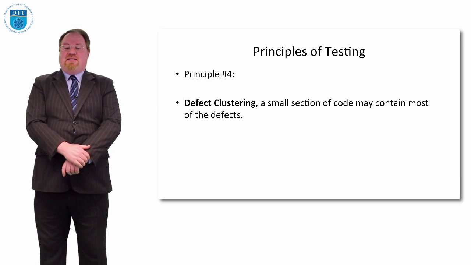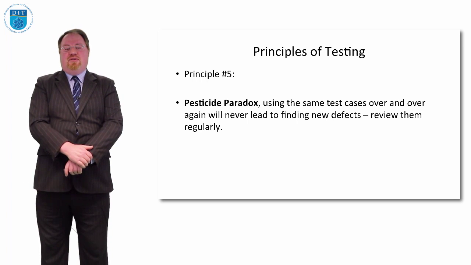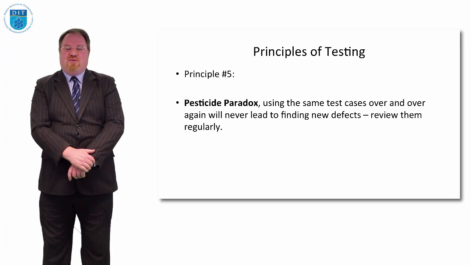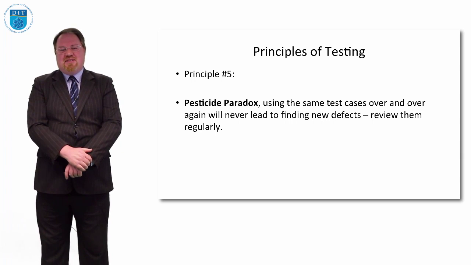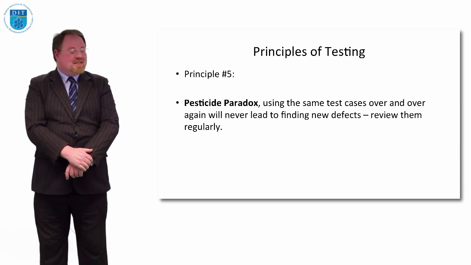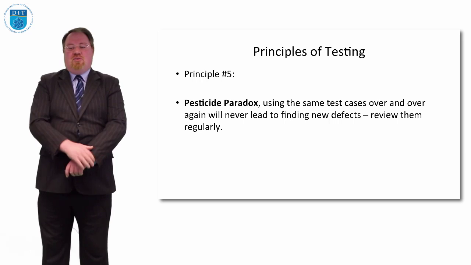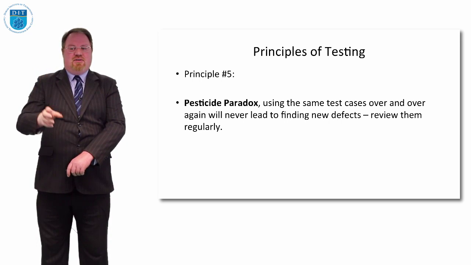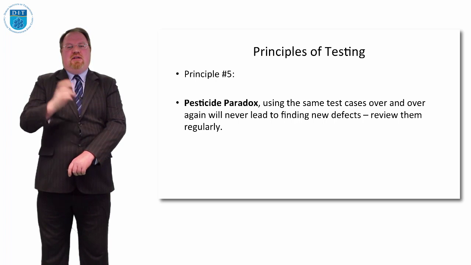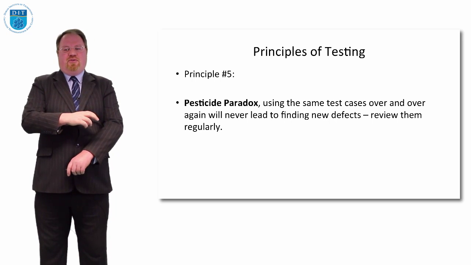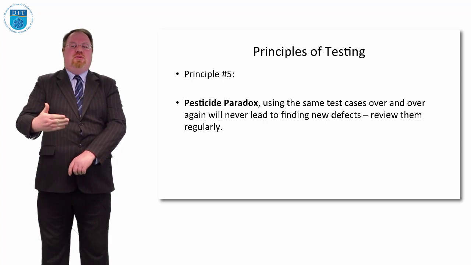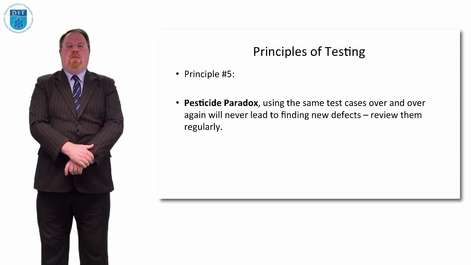Principle 5 is the pesticide paradox. I'm sure we know that the more you use pesticide in crops, the more the crops become resistant to it. So we can't use the same pesticide over and over again because the crops become resistant to it over time. And in the same way, if I always test dates using a blank value, letters, a number, 2,000 years before today's date, 2,000 years after today's date, if I get a new software system to test, I shouldn't use the exact same tests again on it.